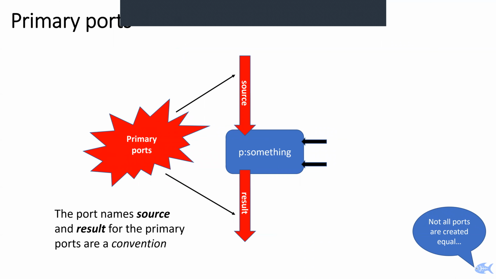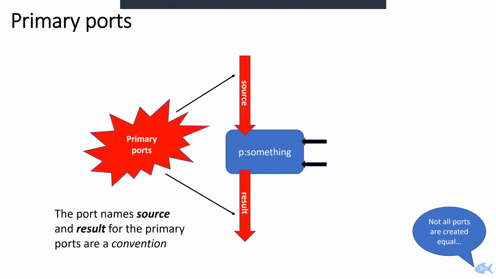Every step can have an input port which is primary and an output port which is primary. Just one input port and just one output port. The names of these ports are usually source and result, and that's by convention, and I suggest you stick to that, but if you want to deviate, be my guest.